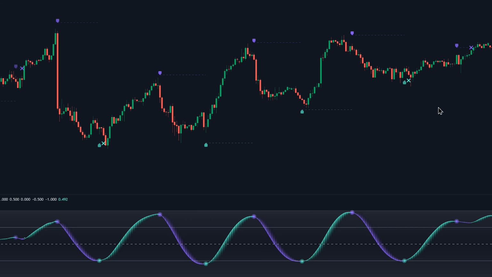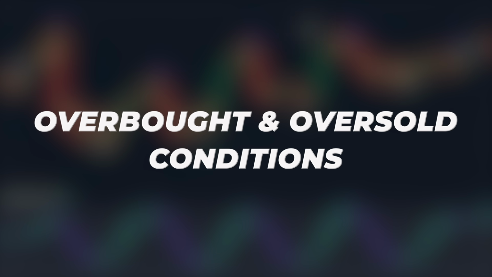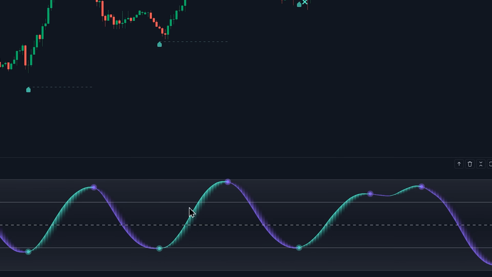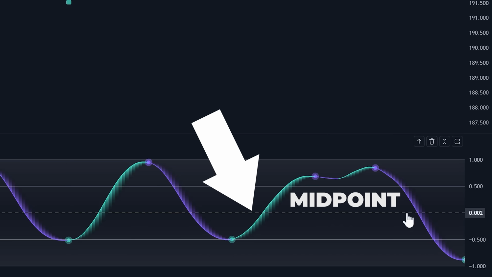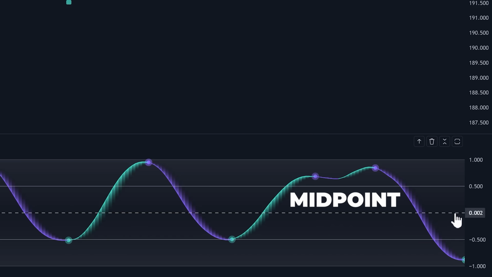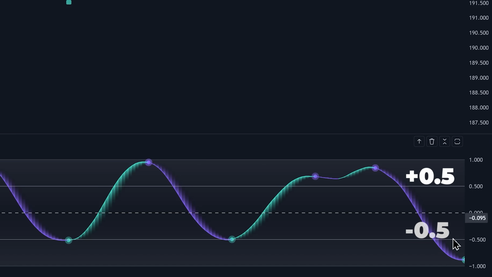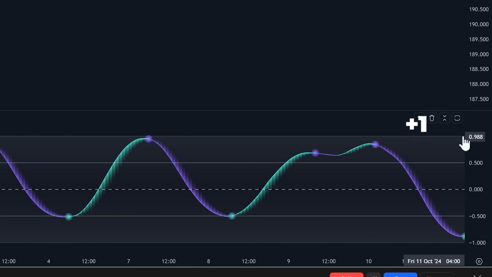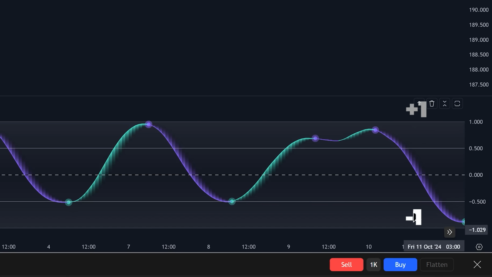Next, let's explore how we can use this indicator to trade by identifying overbought and oversold conditions. Looking at the indicator scale, we have a midpoint located at the 0 point on the indicator scale, additional levels at the plus 0.5 and the minus 0.5 levels, and then we have extreme levels at the positive 1 and the minus 1 levels on the indicator scale.